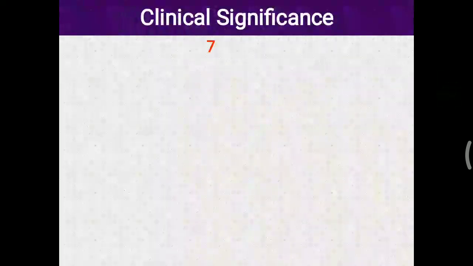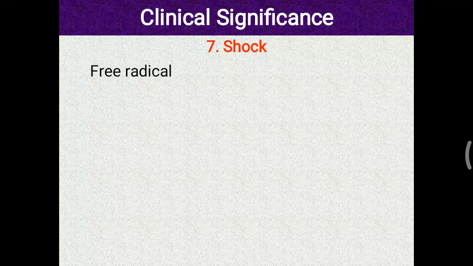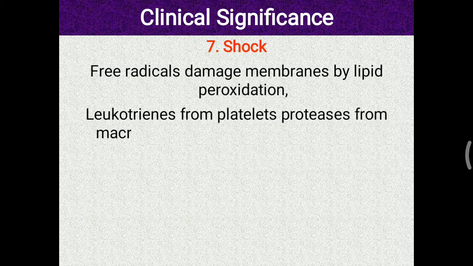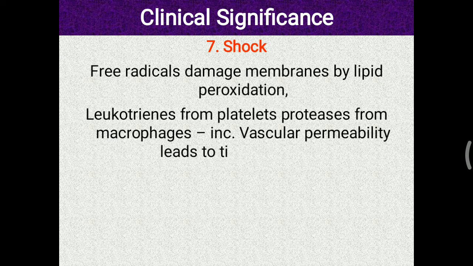Further, shock. In this condition, free radicals damage membranes by lipid peroxidation, particularly leukotrienes from platelets and proteases from macrophages, which increase vascular permeability and lead to tissue edema where shock is there. So in this condition, free radical damage is increased, and that can further aggravate the condition.